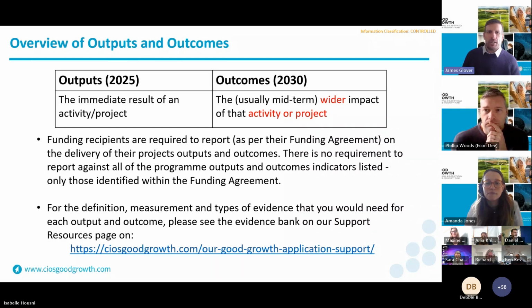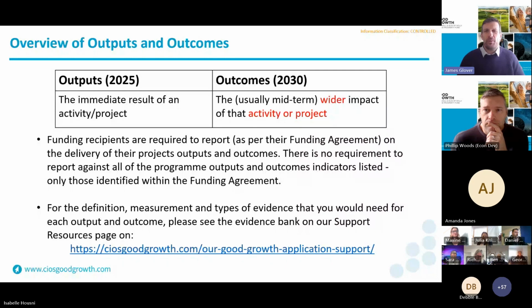So I'm just going to talk through an overview of outputs and outcomes, and what the difference is. A lot of this information is available on our website, the Cornwall Isles of Scilly Good Growth website, and we will put the link in the chat, and there are links in the presentation to specific parts of our website, so do look at that, because that's where there is a wealth of information which describes a lot of this in more detail.